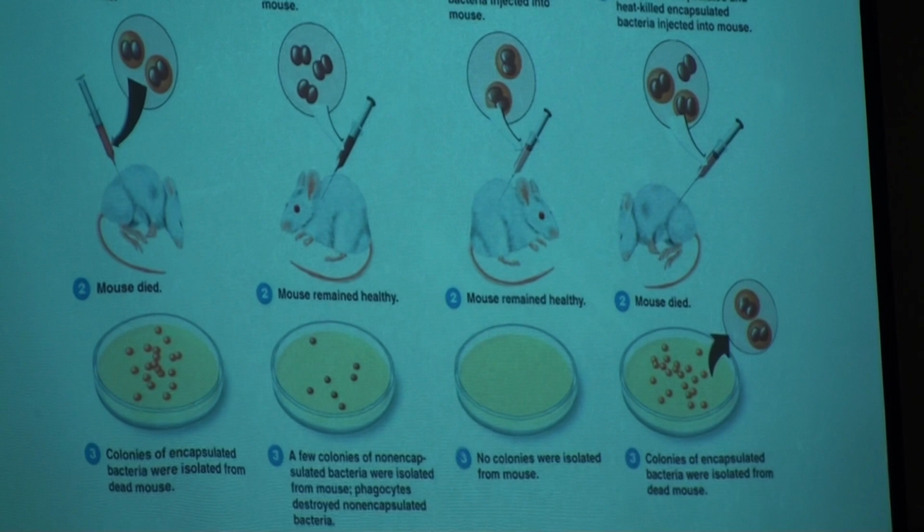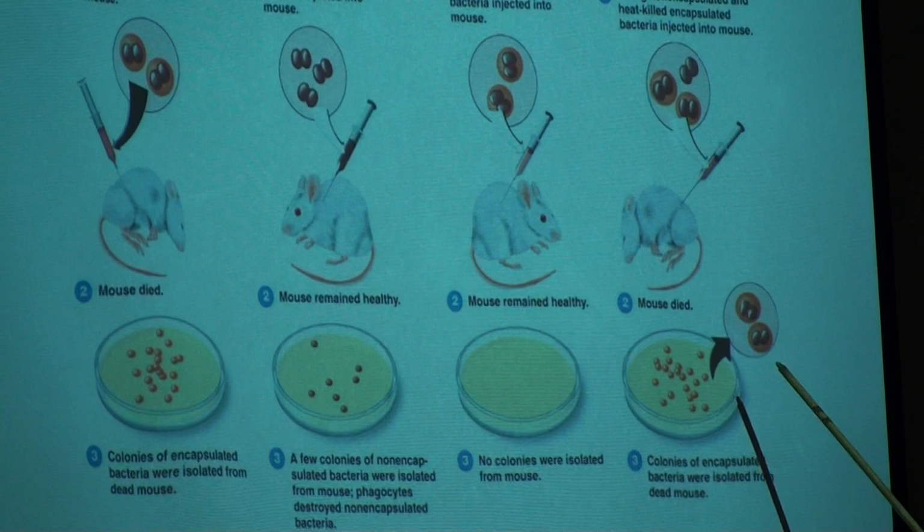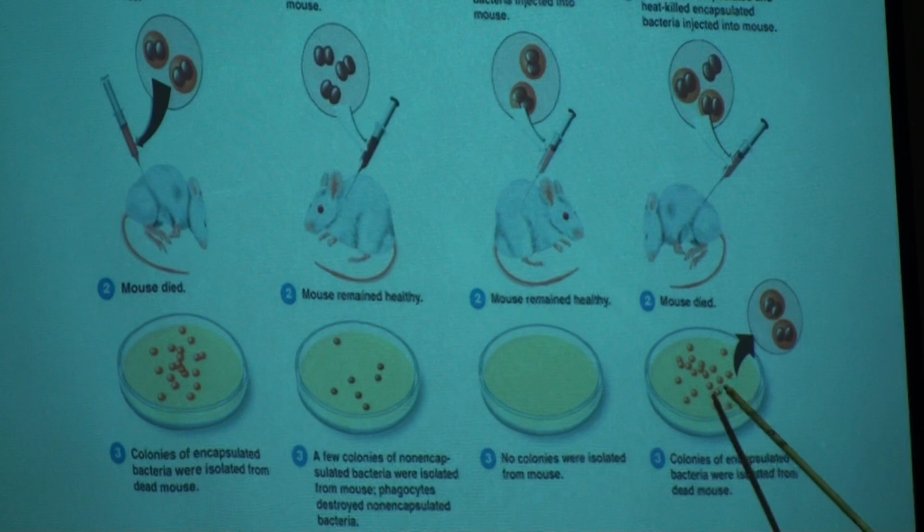So when he did the necropsy, he took samples and plated them. He was even more perplexed because what grew? Colonies that looked exactly like the living S strain. They had this nice thick capsule. So Griffith's like, what the heck is going on here?